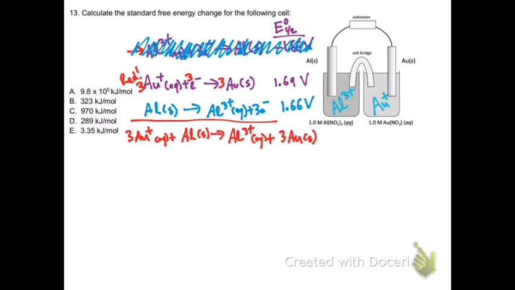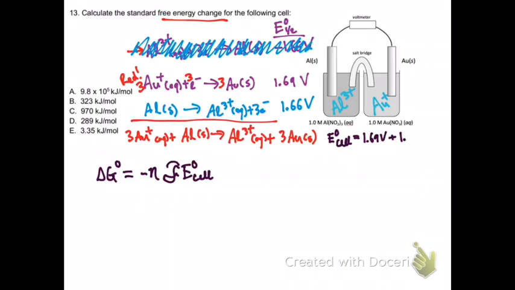All right, now then, we're looking for standard free energy change. So we're trying to find, with this information, delta G standard. And we can relate this to E standard using the equation negative N F, Faraday's constant, times E standard of the cell. So let's plug in our values. First, let's calculate E standard. It's going to be equal to the sum of the reduction potential, 1.69 volts, plus the oxidation potential, 1.66 volts. So it's 3.35 volts.